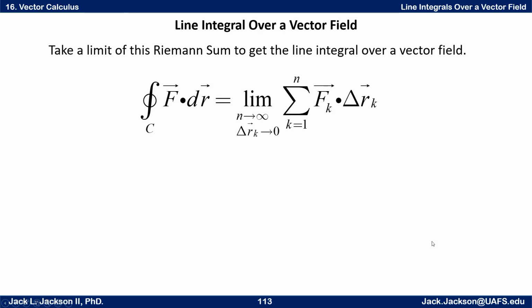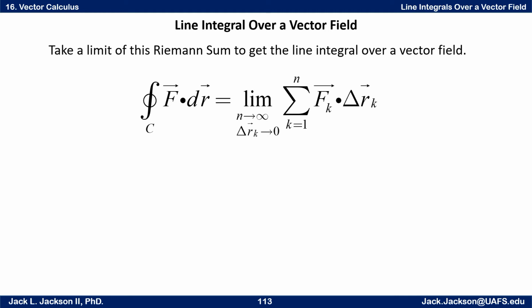Now, of course, we take a limit of this Riemann sum to get a line integral over a vector field. I have a tendency to put this little circle here to indicate line integrals. That's optional. You don't have to have that. A lot of people don't use that. It's particularly used a lot of times when your path actually is a closed path. But I'm going to use it either way. So a line integral of f dot dr is what we come up with.